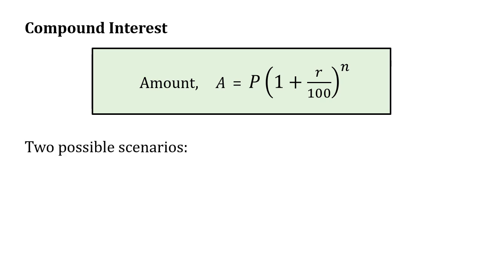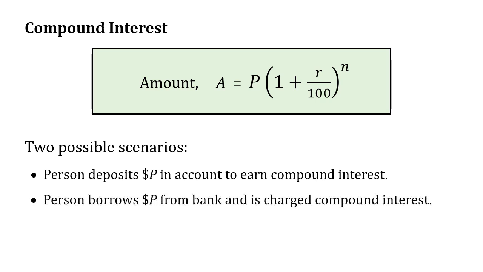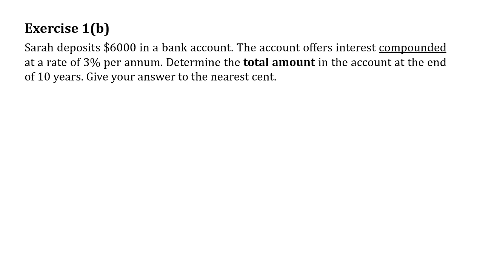So there are two possible scenarios. One is if a person deposits a certain amount of money in an account to earn compound interest. But it is also possible that the person is actually borrowing money from the bank and is charged compound interest. In either scenario, we use the same compound interest formula. In the following examples, we are taking questions from the worksheet that was given. I will be selecting only certain questions from each exercise.